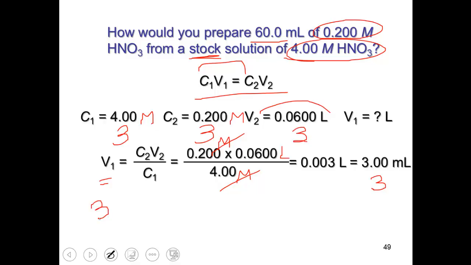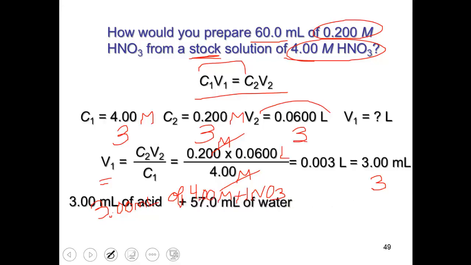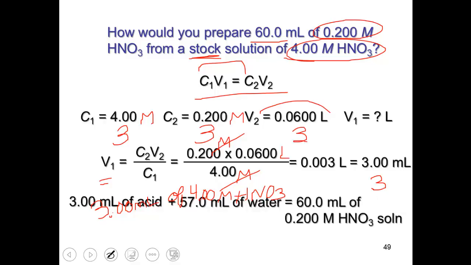And so we would take 3.00 milliliters of the 4.00 molar nitric acid. Now, how we would prepare that is we would take 3 mils of the acid, we'd add roughly 57 mils of water, so we get it up to the 60 mil line, and boom, we have 60 mils now of this new concentration.